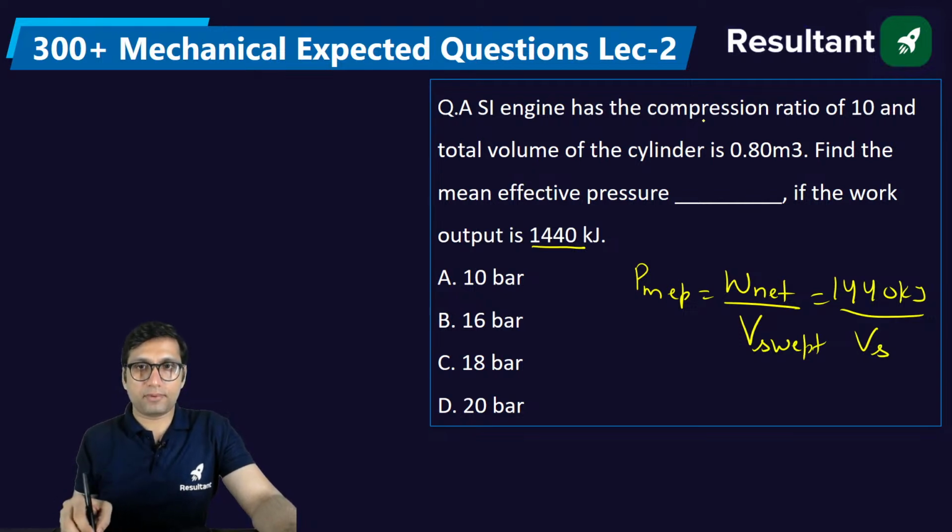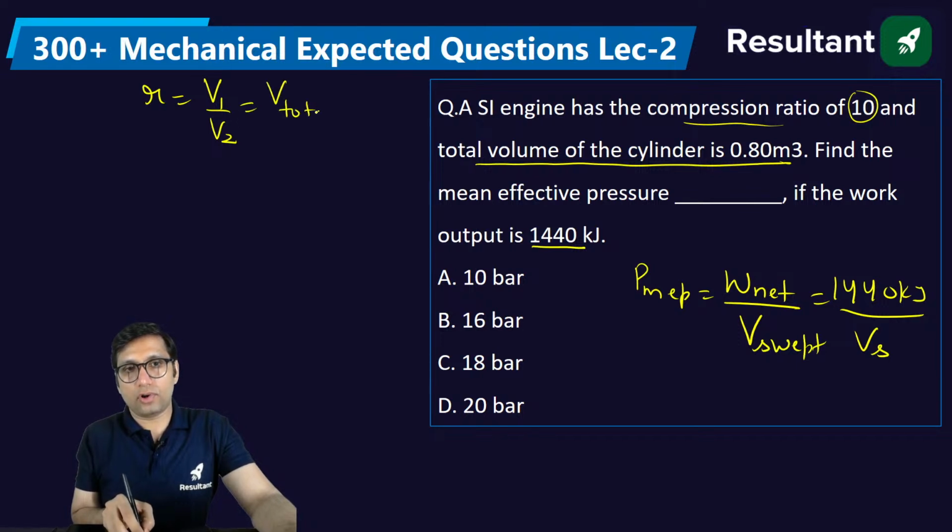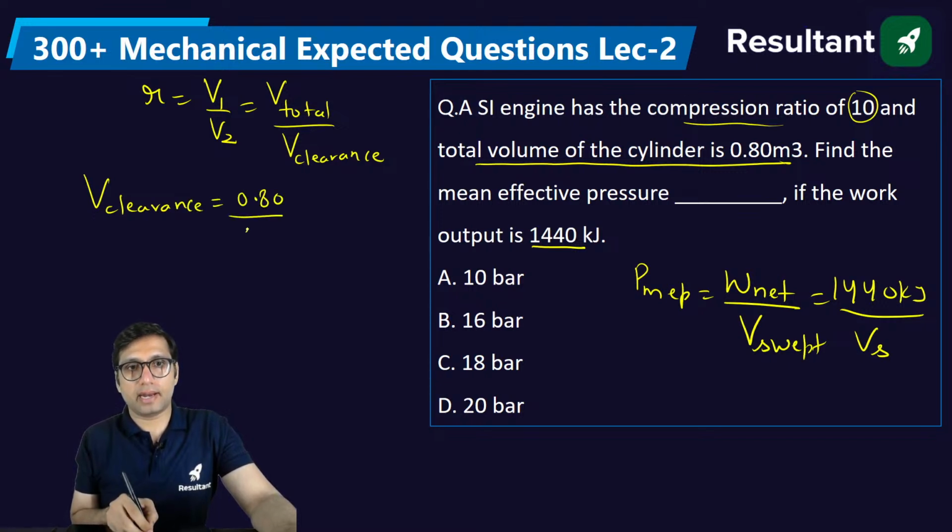How to find the swept volume? Where compression ratio is given, total volume of the cylinder is given. Compression ratio is equal to V1 by V2. What is V1? You can also call it as total volume of the cylinder divided by V2. What is V2? It is clearance volume. So from here you can get the value of clearance volume. Total volume is 0.80 and compression ratio is 10, so that will be 0.08 meter cube.